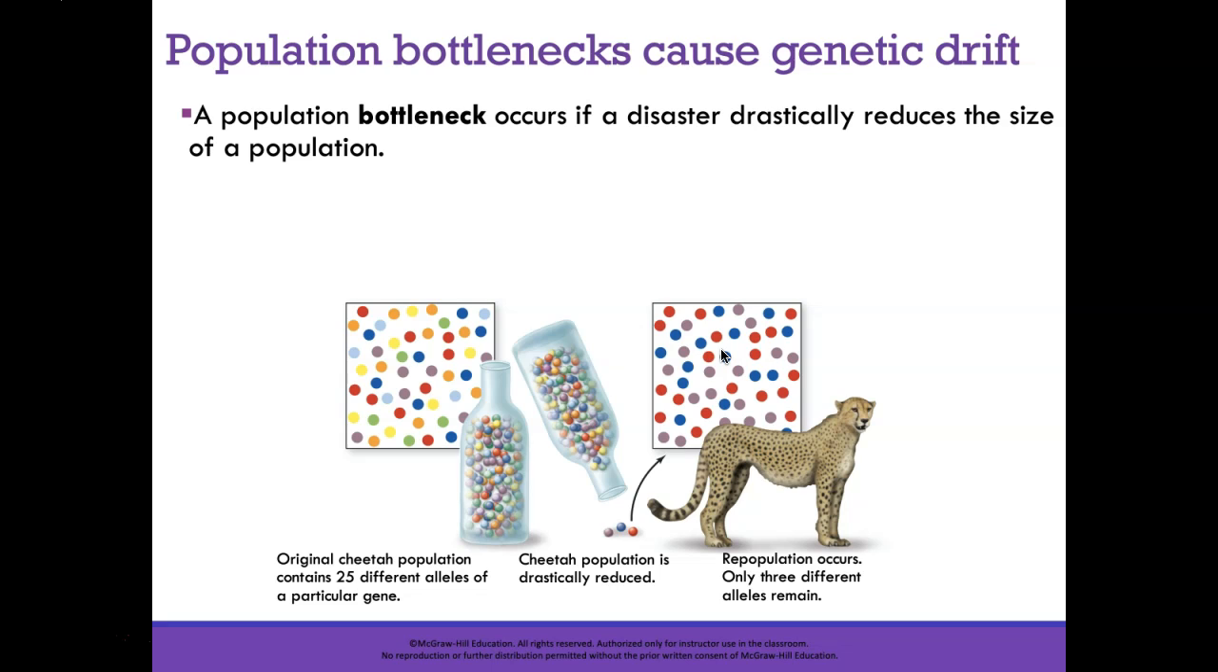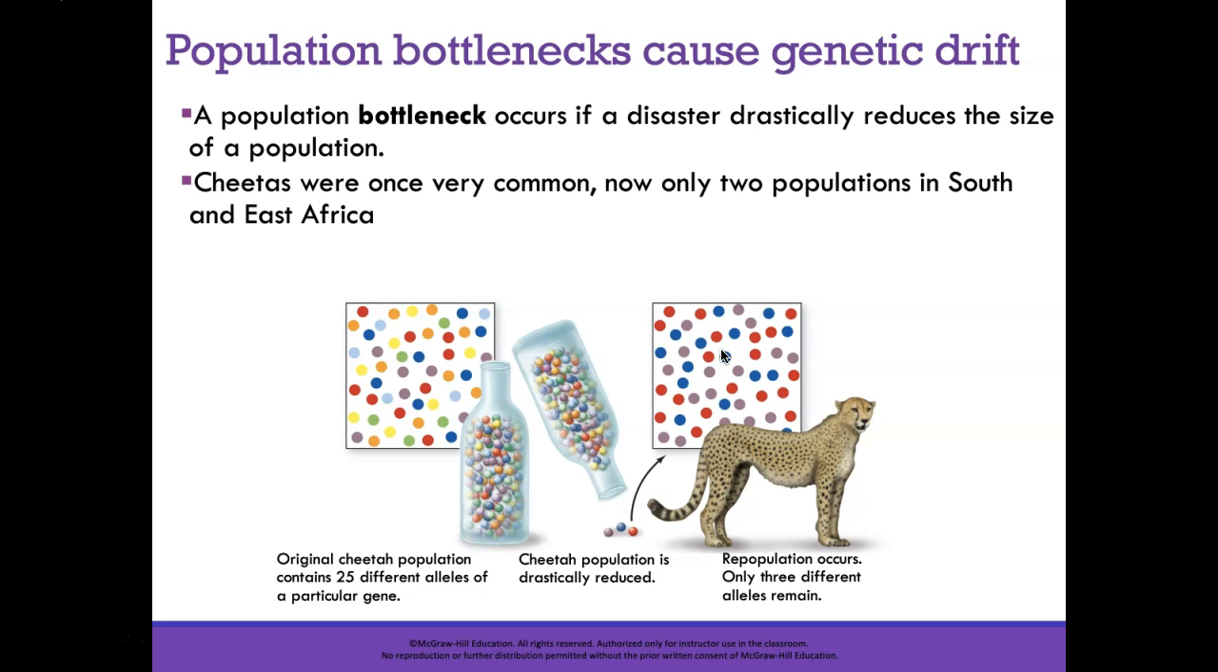A bottleneck can occur if there is a disaster or some other event that drastically reduces the size of a population. This bottleneck would randomly eliminate many of the alleles that were present in the larger ancestral population. Right? And even if the few remaining individuals mate and restore the population, the original diversity of alleles would be lost. An example of this is in cheetahs.